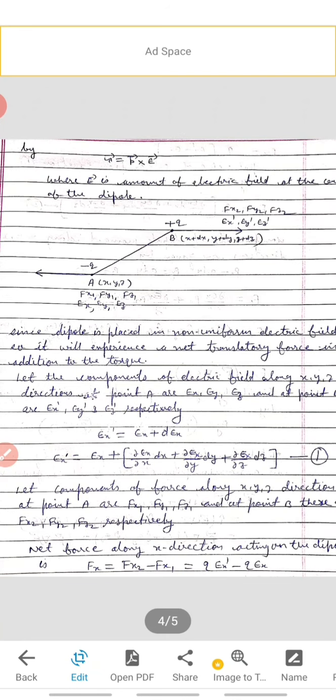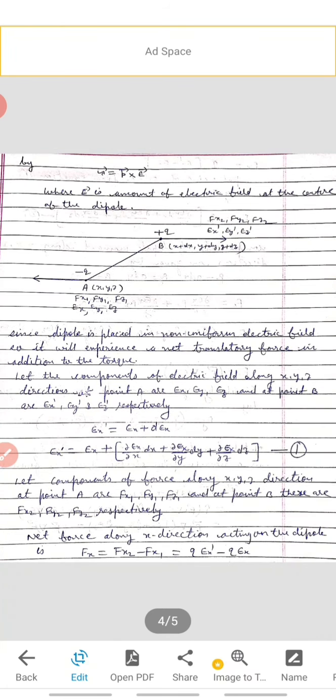Now, since dipole is placed in a non-uniform electric field, so it will experience a net translatory force in addition to the torque. Now let the components of the electric field along x, y, z directions at point A are Ex, Ey, Ez, and at point B are Ex dash, Ey dash and Ez dash respectively.